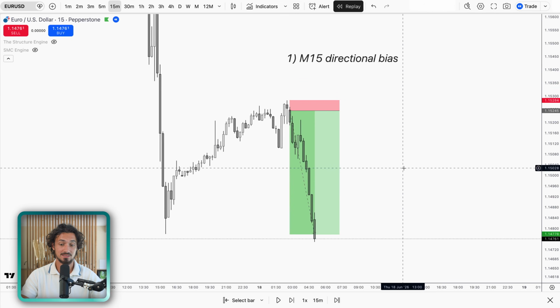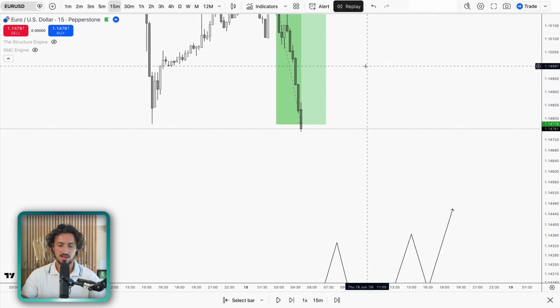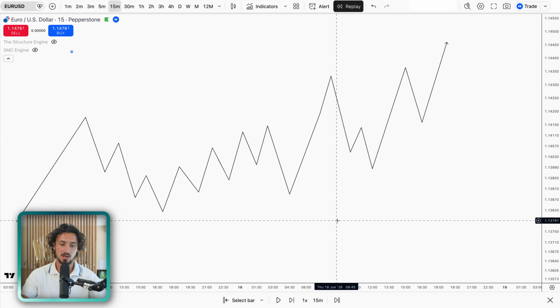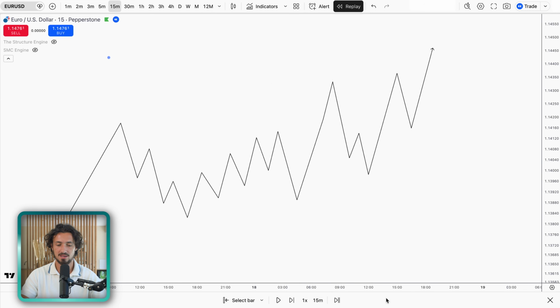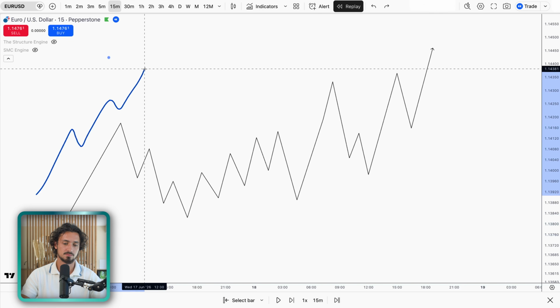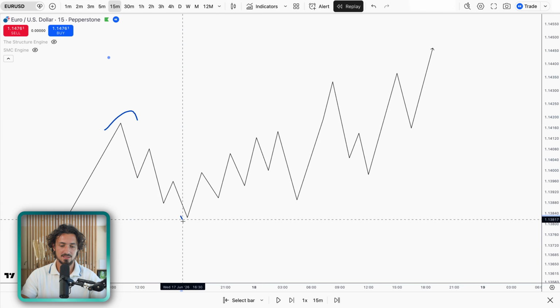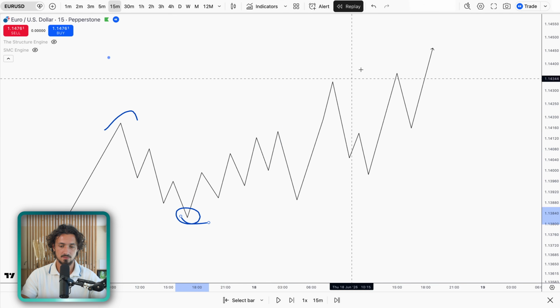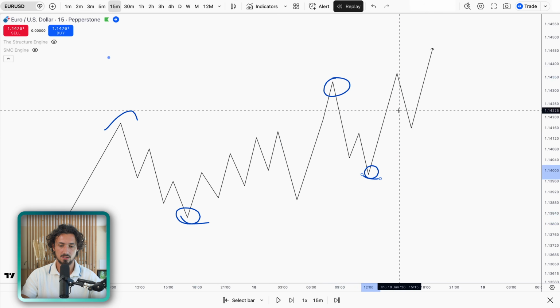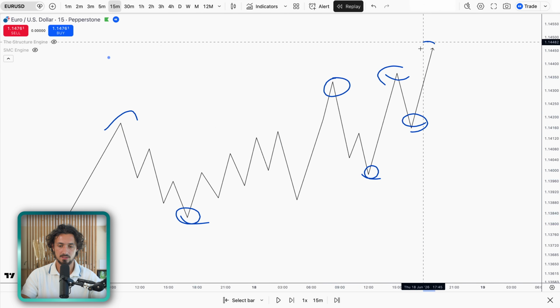So the first thing that I need to look for is the M15 directional bias. And the way that I use that is market structure. And a lot of the times, the market structure is a lot more complicated than you would like it to be. It's never this simple. So you can have a swing low, a swing high, and then for me, this would be the low, this wouldn't be the high, this would then be the high, and then low, and then high, and then low, and then high.